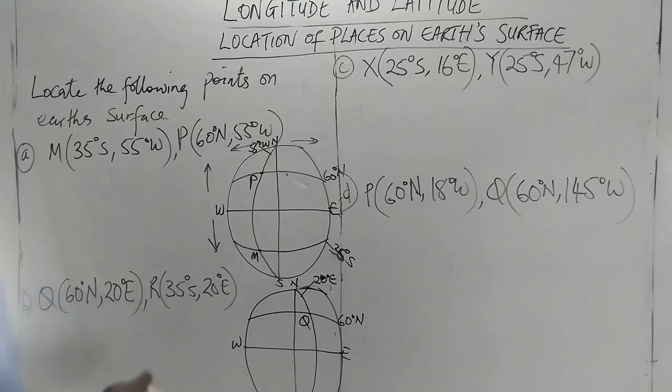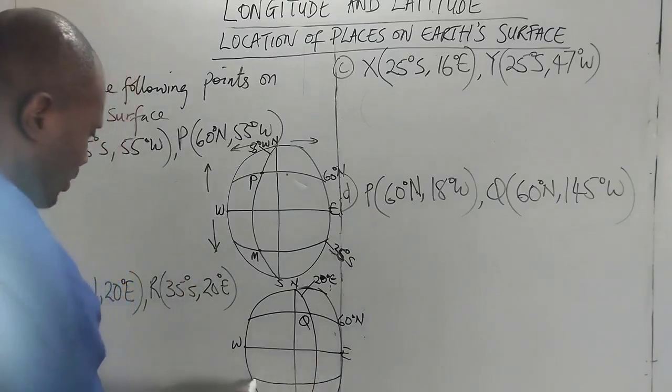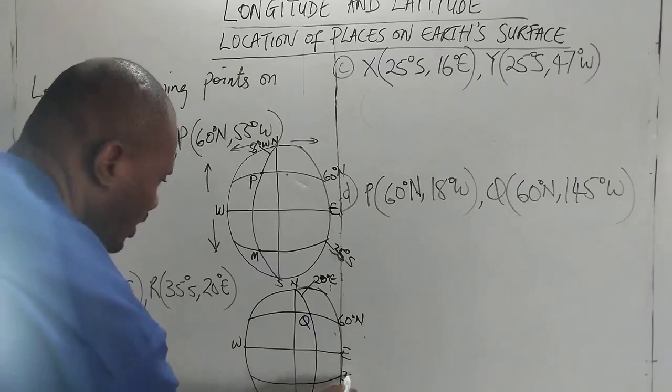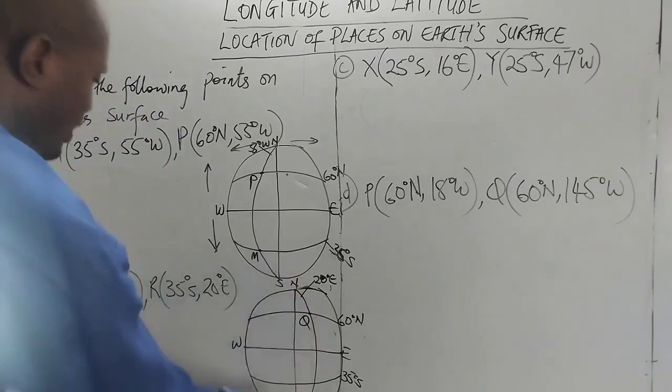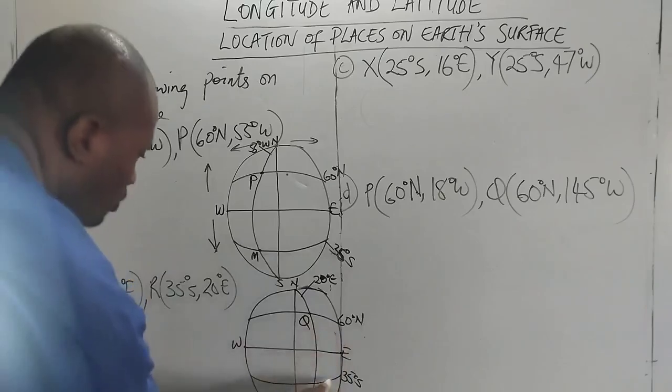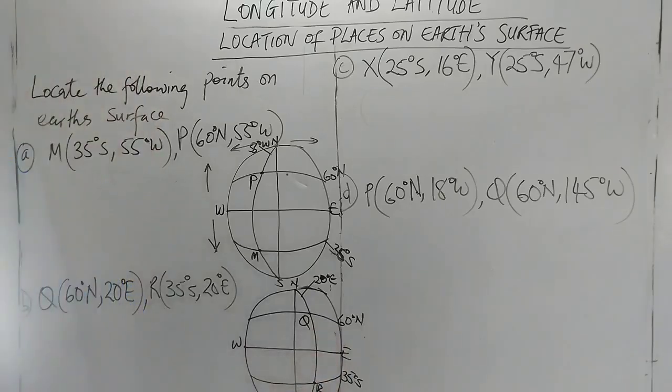For R, it says 35 degrees south. So this is south. This is our 35 degrees south. And then 20 degrees east. We have drawn 20 degrees east before. So where the two meet is this point, and this becomes our R. That's all for the location of those 2 points.